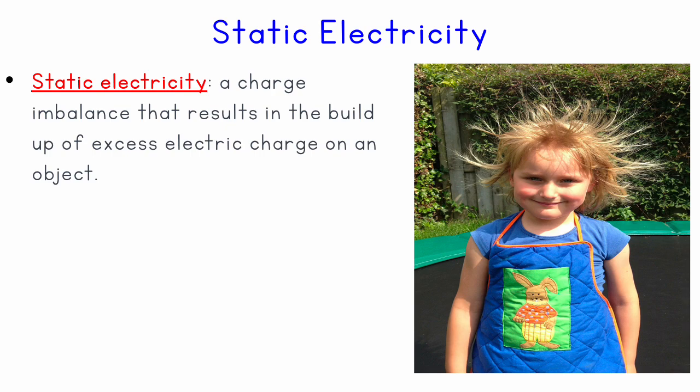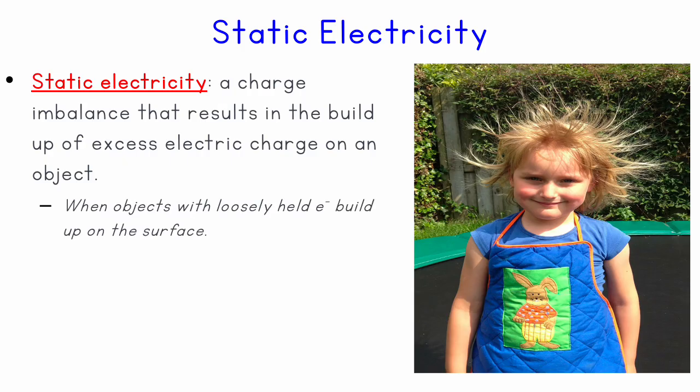All right, so let's talk about static electricity. Static electricity is a charge imbalance that results in the buildup of excess electric charge on an object. When objects with loosely held electrons build up charge on the surface, shock results when the charge is neutralized. So think of some examples, some of which you saw in the video, of static electricity. For example, you may think about putting on a sweater fresh out of the dryer, or going down a slide at a playground. You may experience some type of static electricity shock at those moments.